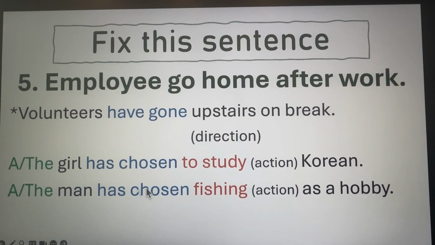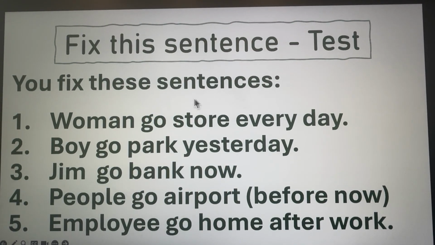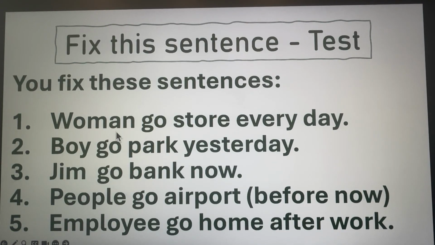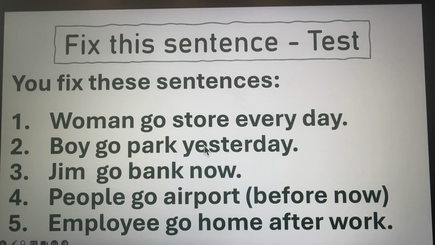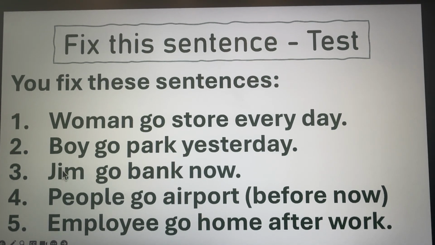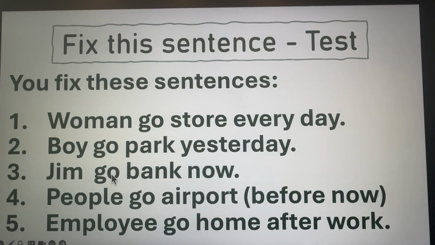Now, let's move on to the test. You fix these sentences. Woman goes store every day. One woman, one store, anytime. And go has to go with she. One boy has to go with he, the verb. One park, specific past. Jim, a person that's capitalized, but one person. Go has to go with he.